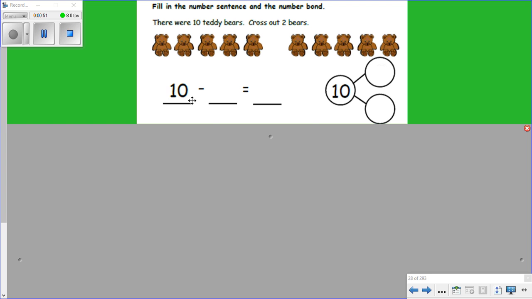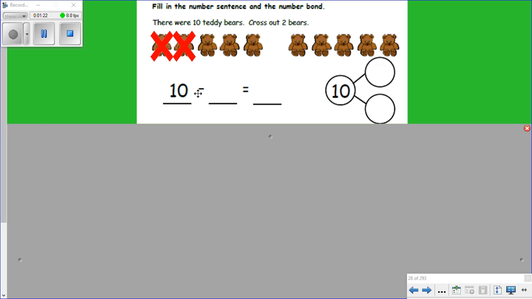10 as the whole number minus the amount we're going to cross out, and then we will see what is left. And over here, the number bond to show that whole amount, 10, and the two parts will be how many we cross out and how many are left. So let me go back to the problem, and it says cross out 2 bears. 1, 2. And now I will fill in the equation and the number bond.